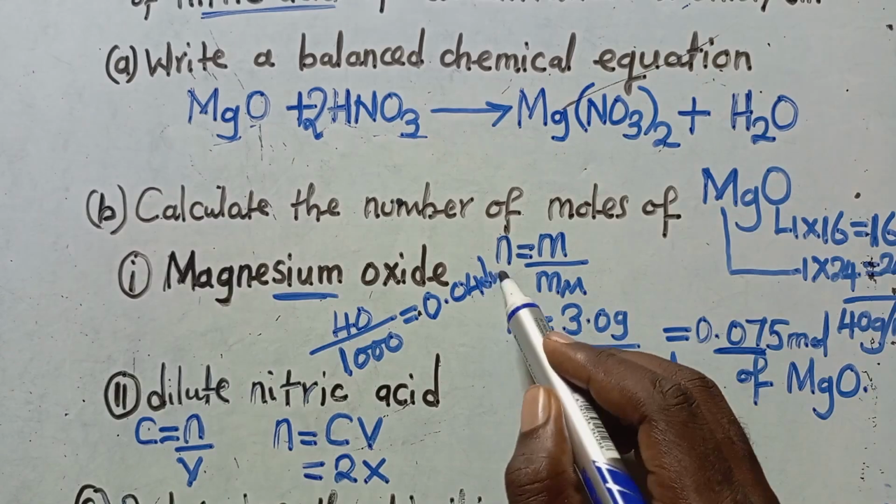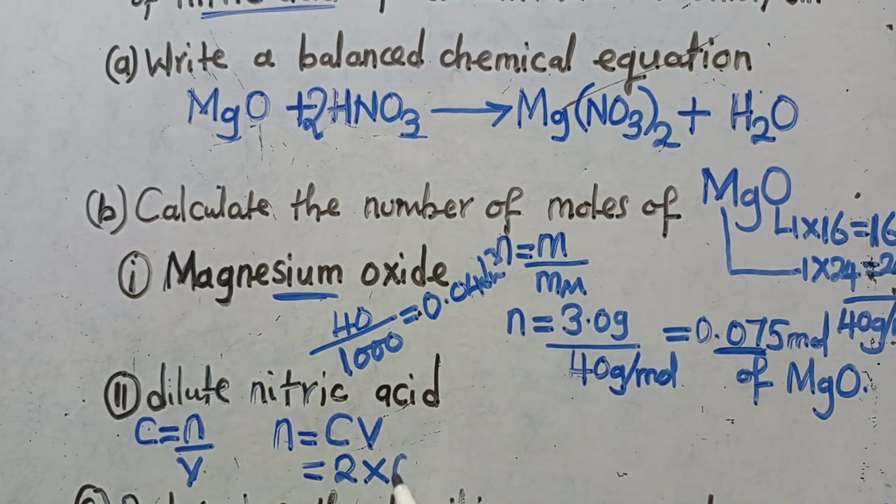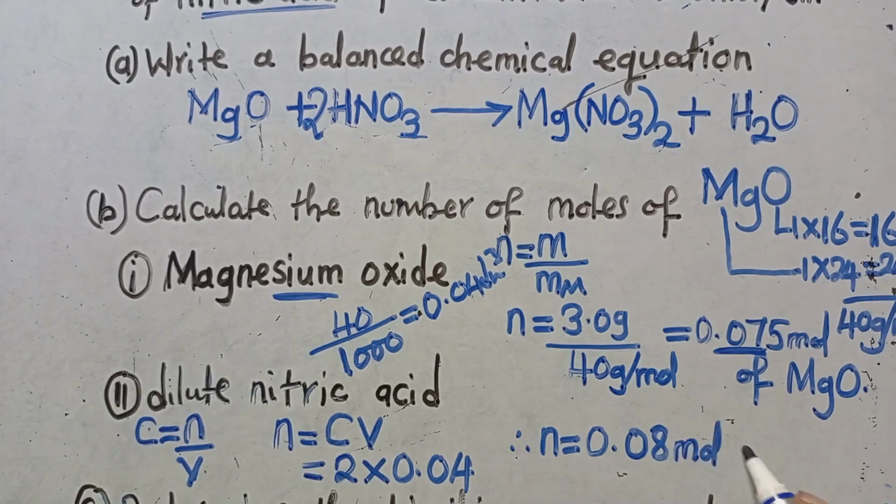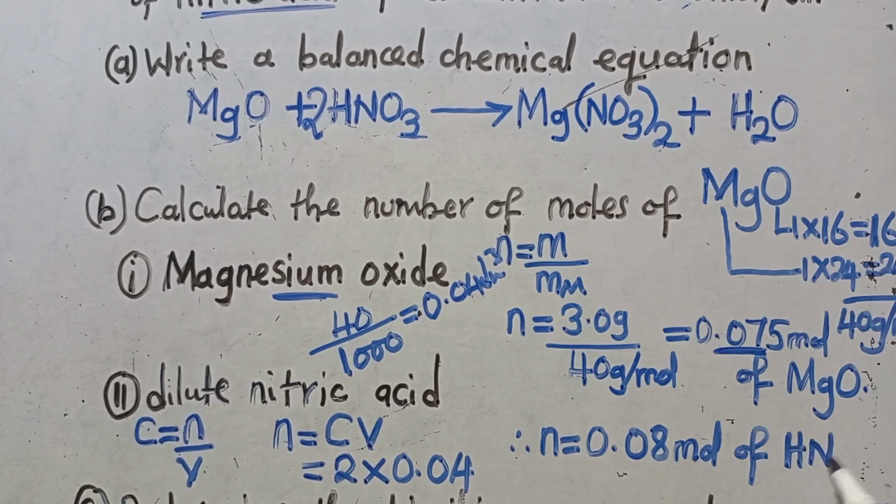0.04. So it is now cubed decimeters. I'm going to write it 0.04. So I'll just say, therefore, number of moles is now equal to, if I multiply there, this same answer, 0.04 multiplied by 2. What is the answer? 0.08. Have you seen? 0.08 moles of what? Moles of nitric acid. So nitric acid. This is the answer.